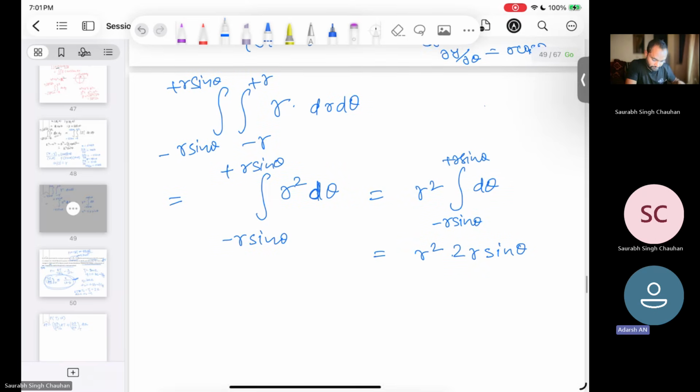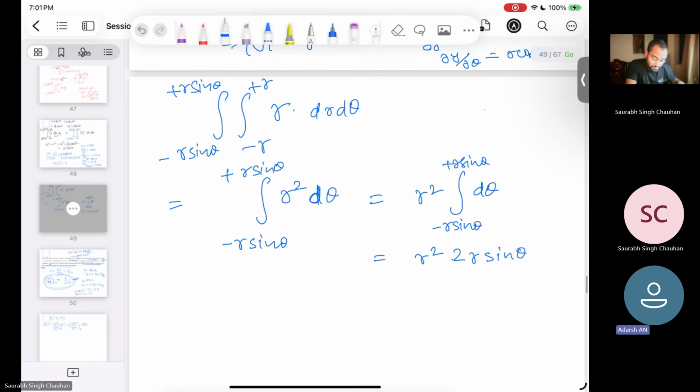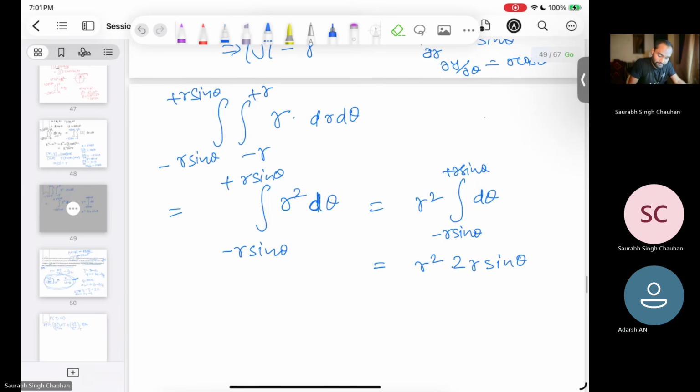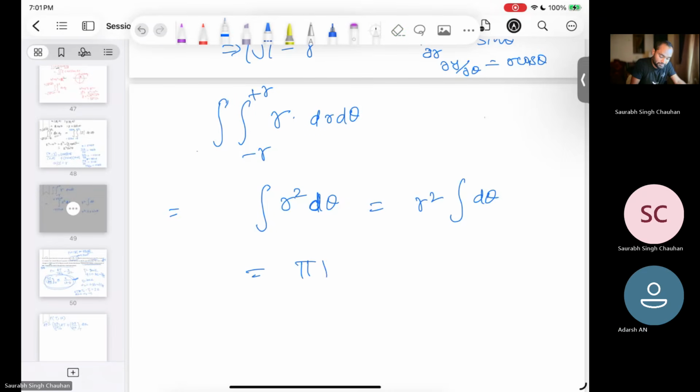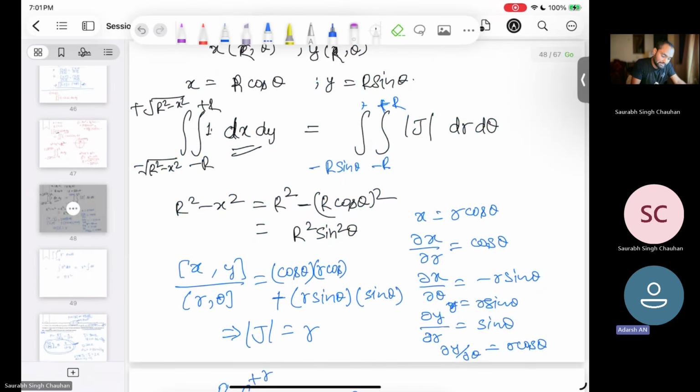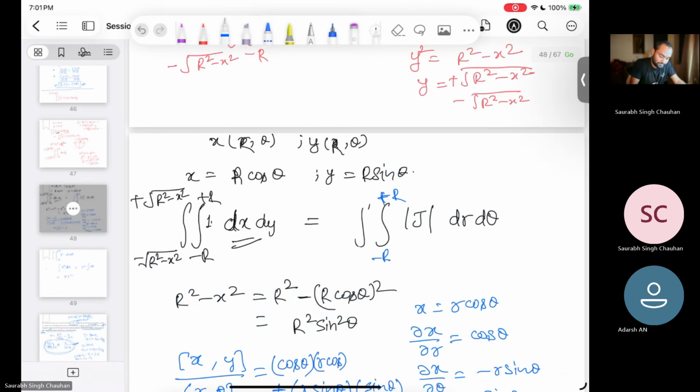Theta we have to define, I think. Theta has to be defined from 0 to pi or something. That is the limit of theta, which will be changed. So finally, we will get this pi r square. So we have to be careful while putting in the limits of theta.